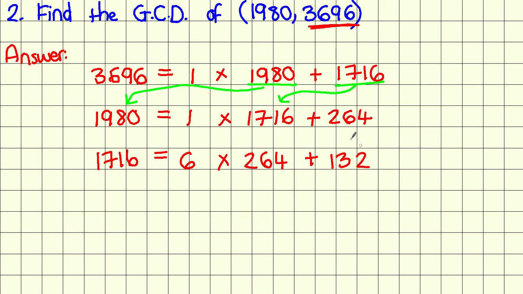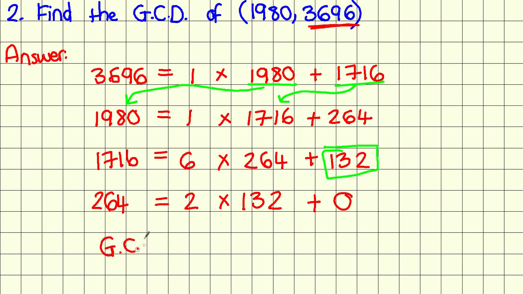Okay, so let's keep going because I've not got a 0 there yet. So that number is now going to be your new number on your left hand side. Something times 132 plus something. 132 is exactly half of this. So if I have 2 lots of that, that goes in exactly. And we've now got a 0 here, which is what I want. So the last non-zero remainder, i.e. the 132, that is your greatest common divisor.